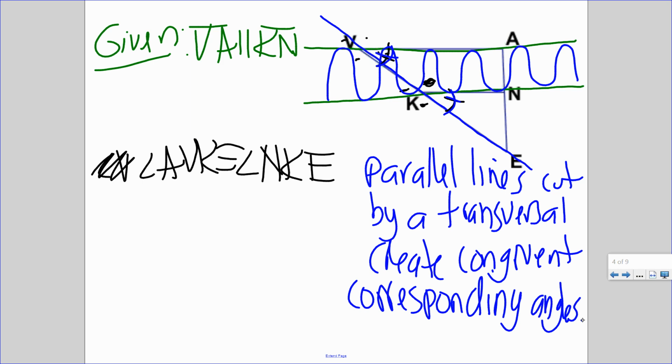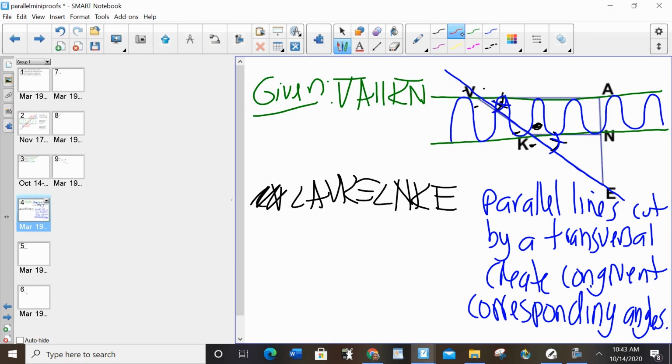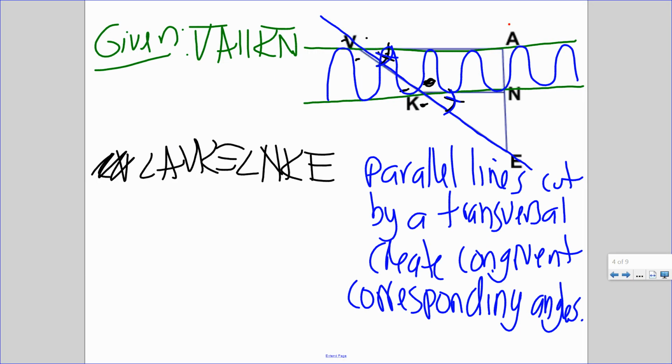Now there's a second transversal. So I'm going to extend that. I'm going to make my 8 dots for that one. Which of these 4 up top is the angle of a triangle? This one. Which of these 4 is the angle of a triangle? This one. So I can also say that angle VAN is congruent to angle KNE.